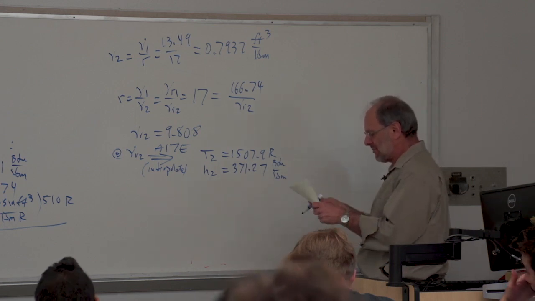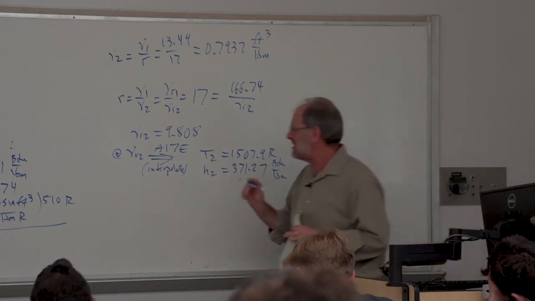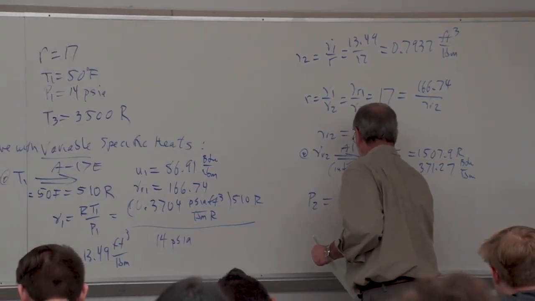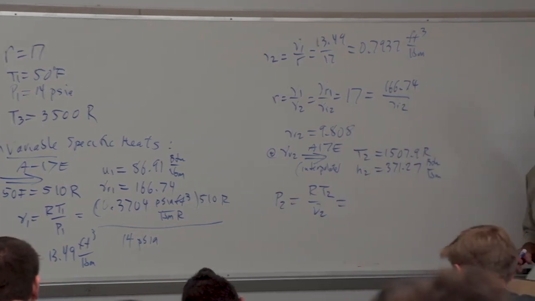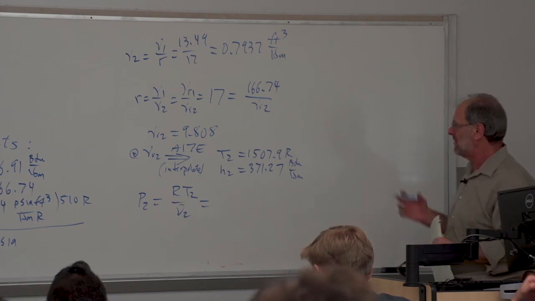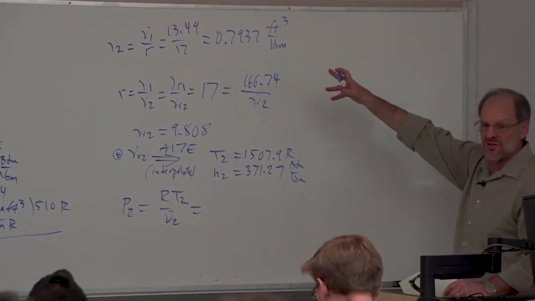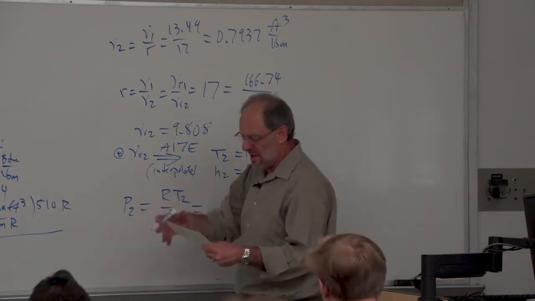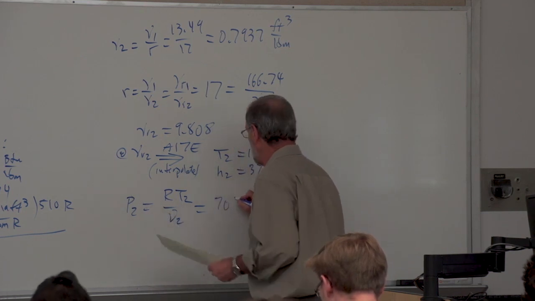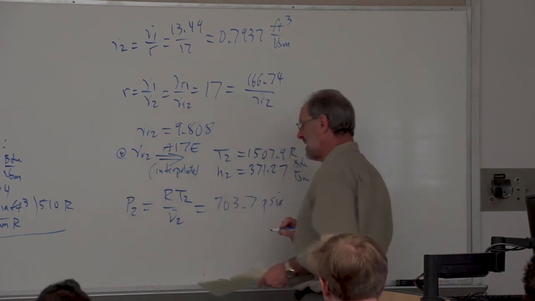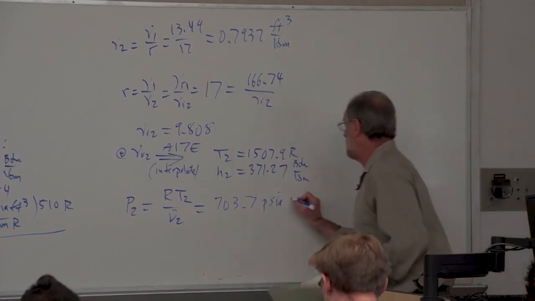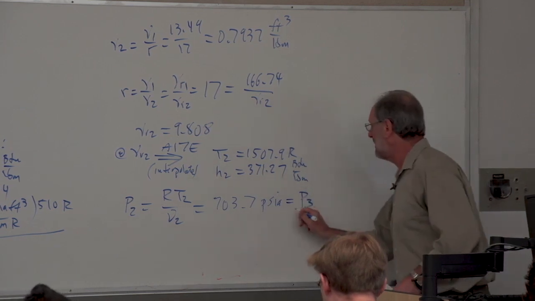All right, so now we're done with the process from 1 to 2. Let's finish this off at point 2 by using the ideal gas equation to find P2. Now again, we have R already with the appropriate units. We know T2 directly above. We know V2 just a few lines above. So I'm not going to plug in the numbers here. And we get P2 of 703.7 psia. And let's remember that it's a constant pressure process from 2 to 3, so this also equals P3.